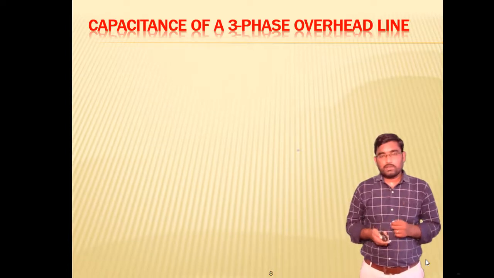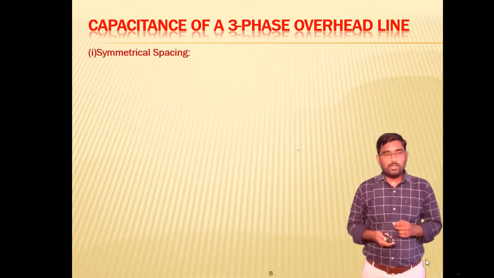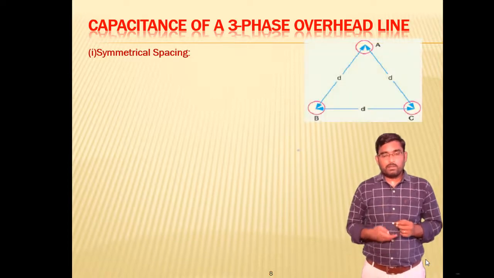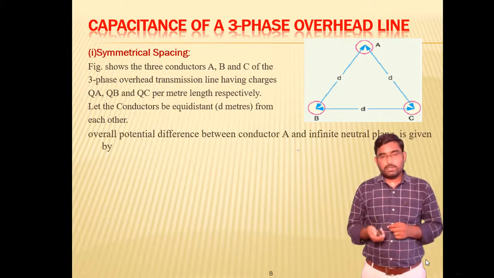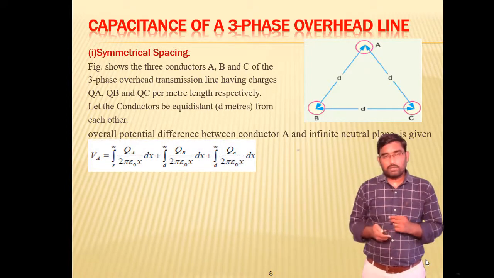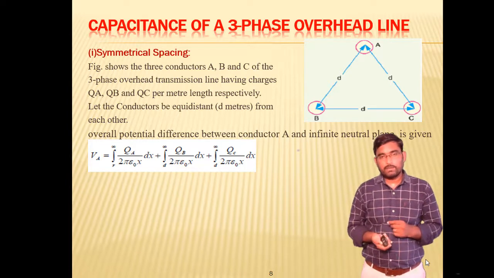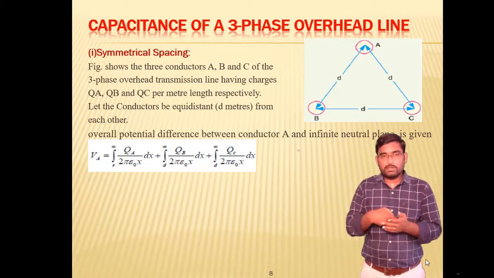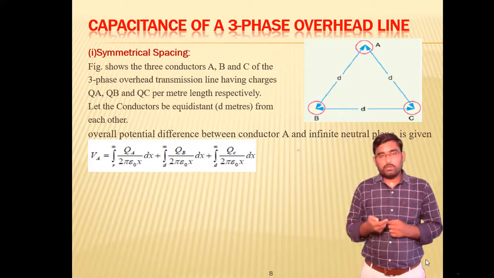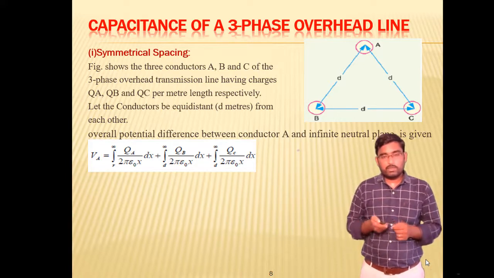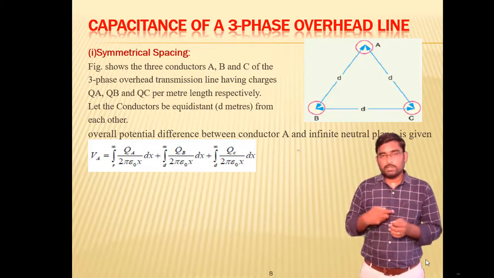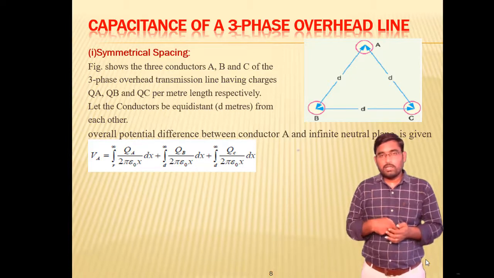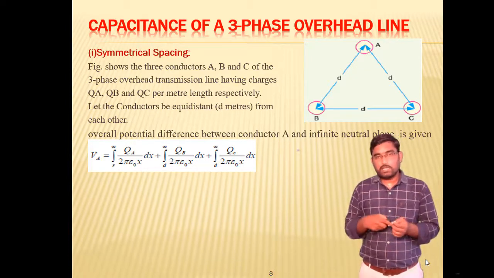Now let us derive the capacitance of a three phase overhead transmission line. For symmetrical spacing, let us take three conductors A, B, C, which are separated by a uniform distance d. If you write the potential at conductor A, it is integral r to infinity qa by 2 pi epsilon naught x dx, which is the potential at conductor A because of its own charge, plus integral d to infinity qb by 2 pi epsilon naught x dx, plus integral d to infinity qc by 2 pi epsilon naught x dx. The first term is the potential at conductor A because of its own charge, the second term is the potential at conductor A because of charge qb, and the third term is the potential at conductor A because of the charge of conductor C.